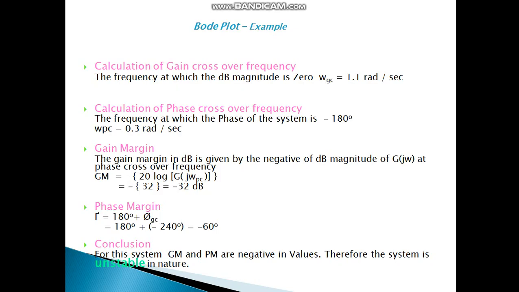Next, gain margin. The gain margin in dB is given by the dB magnitude at the phase crossover frequency. Gm equal to minus 20 log G(j omega), that is equal to minus 32 dB. Next is the phase margin, gamma equal to 180 degree plus phi, that is equal to 180 degree plus minus 240 equal to minus 60. So the conclusion: for this system, gain margin and phase margin are negative in value, therefore the system is unstable in nature.